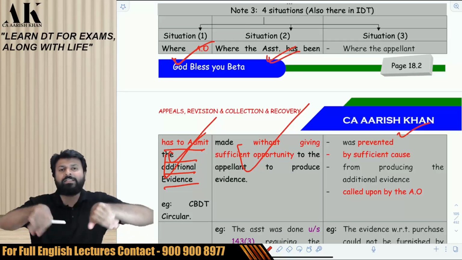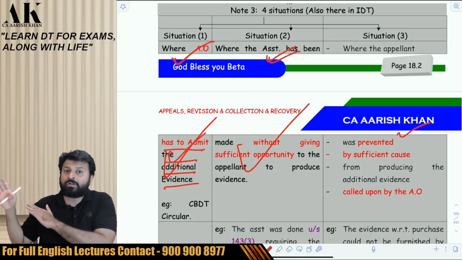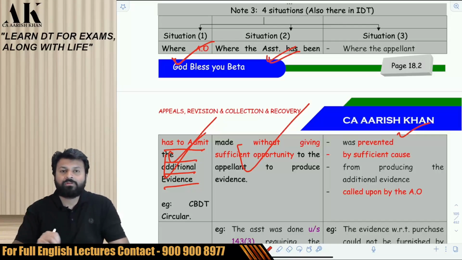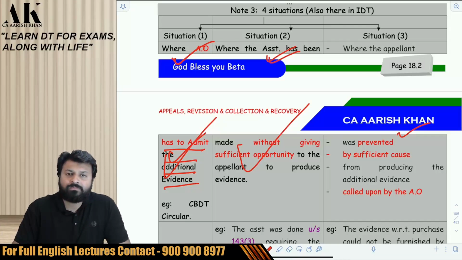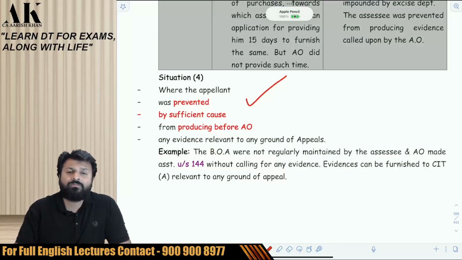There was some genuine reason that you are not able to give. For example, your documents, your books of accounts are already seized by the Income Tax department, excise department, FEMA or ED. So how can I give the documents to the AO? I am prevented by sufficient cause. Don't worry, you can put it forth in front of the CIT appeal. Or you are again prevented by sufficient cause for documents which were called by the AO.